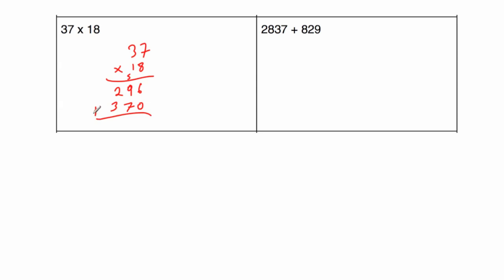So now I just need to add these together. So 6 plus 0 is 6. 9 plus 7 is 16, so put the 6 down, carry the 1. And 2 plus 3 plus 1 is 6, so the answer is 666. Okay, and our next question.